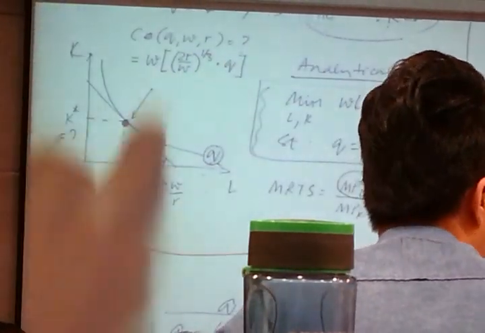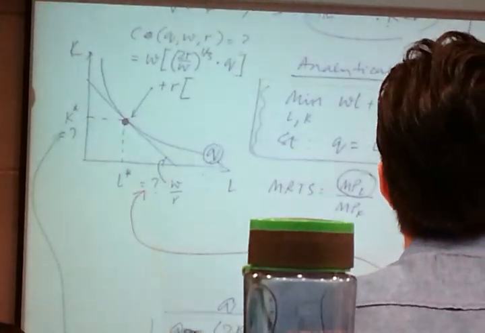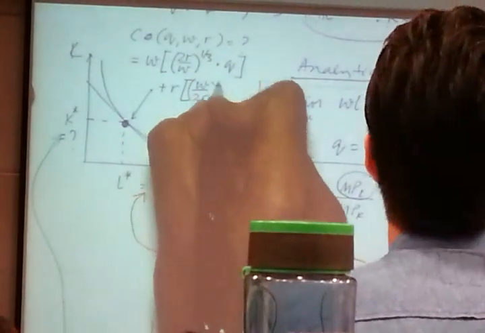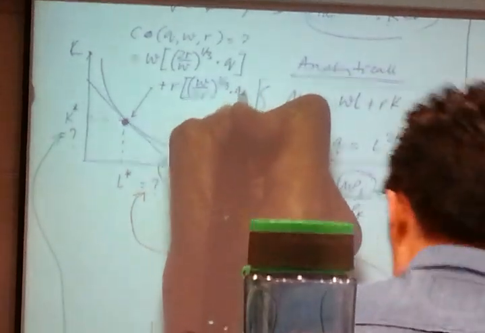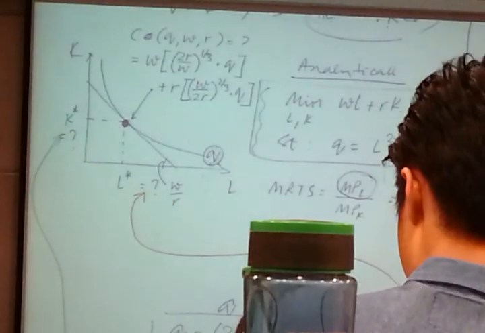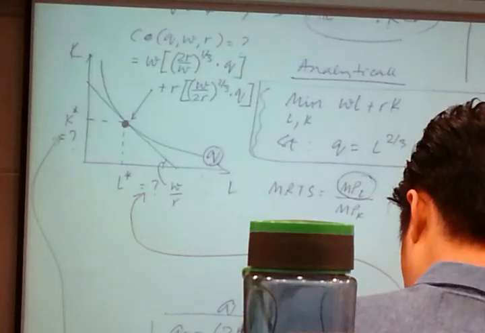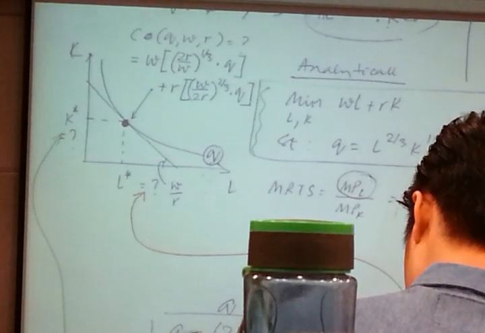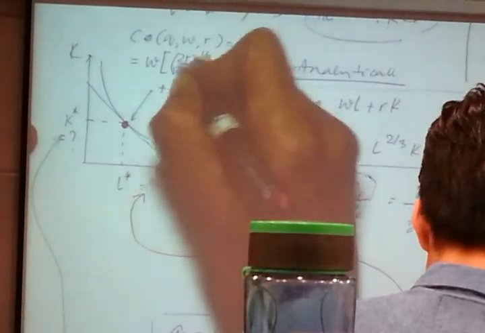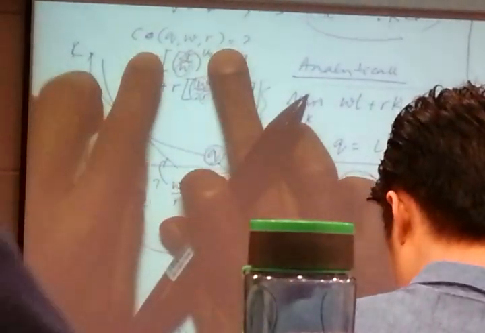W times L star plus R times K star. K star is this, (W over 2R)^(2/3). Okay, this is the cost. You will simplify, of course. This is not the end of it. But notice the important thing, you must always check when you give me a cost function: does it contain a Q? Yes, it does. Does it contain a W? Yes, it does. Does it contain an R? Yes, it does.